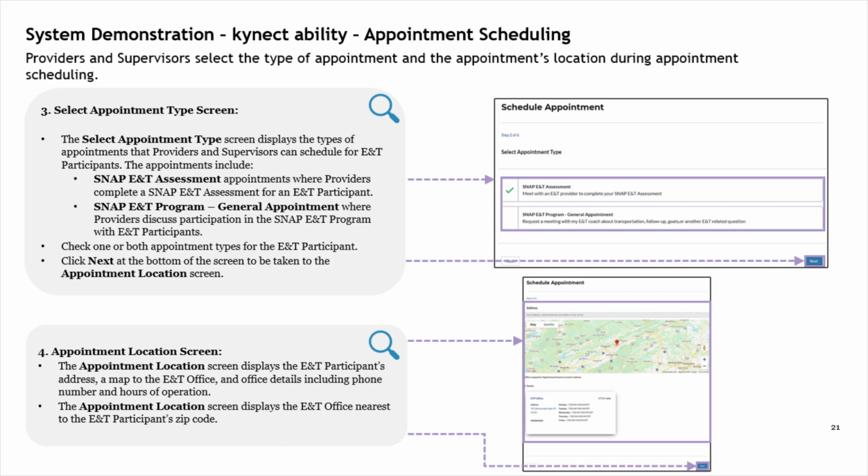Providers may check one or both appointment types for an ENT participant, then click Next at the bottom of the screen to navigate to the Appointment Location screen. The Appointment Location screen, shown on the screenshot in the bottom right-hand side of the slide, displays the ENT participant's address, a map to the ENT office, and office details including phone number and hours of operation. The Appointment Location screen displays the ENT office nearest to the ENT participant zip code. After visually confirming the appointment location, click Next to navigate to the Preferred Date screen.